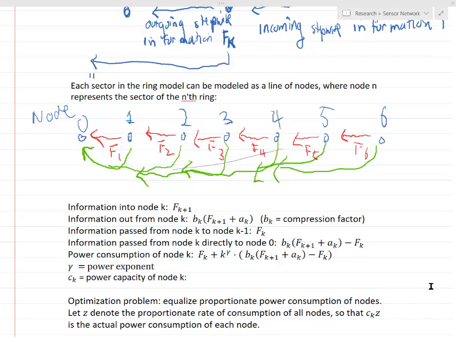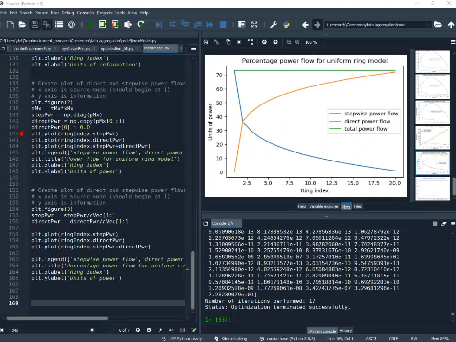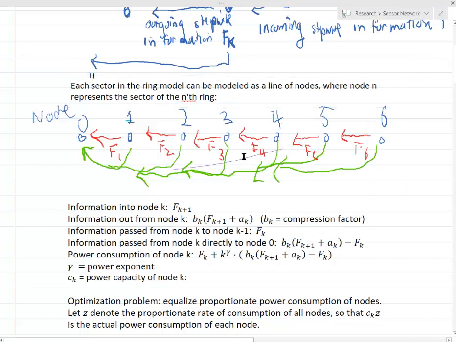Now we found that when we have the best power consumption, we had equal proportional power consumption of all the nodes. Okay. We saw that from the spider. The spider here shows that if I take the power as a percentage of the capacity, then this is the power for stepwise, this is the power for the direct to the source node. The total percent power is constant for all of the nodes, or here we say rings. Ring and node mean the same thing. Constant power.